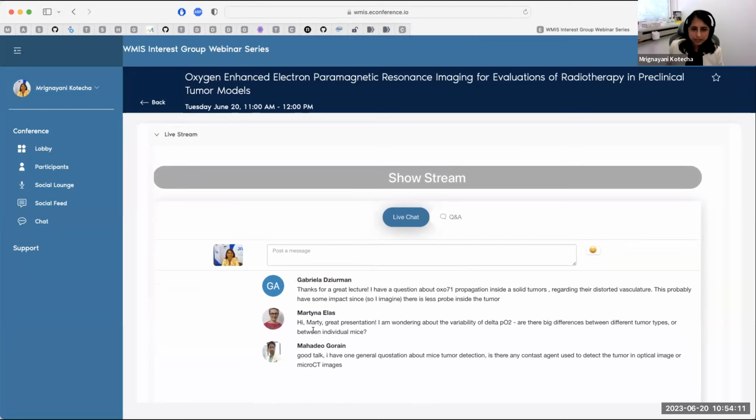There's another question from Martina. Hi, Marty, great presentation. I'm wondering about the variability of delta PO2. Are there big differences between different tumor types or between the individual mice?